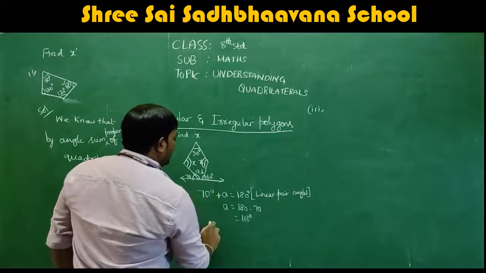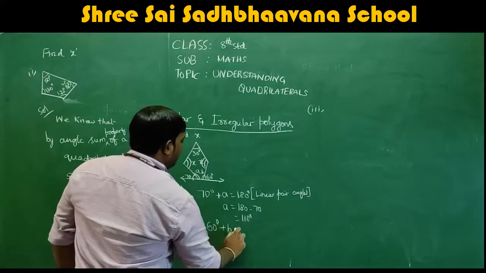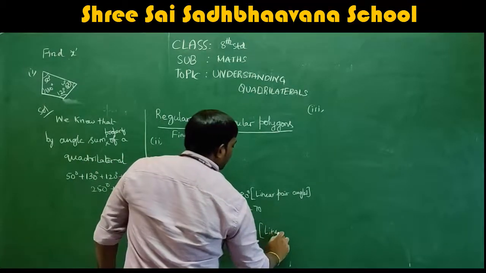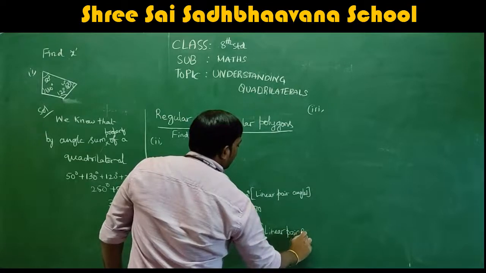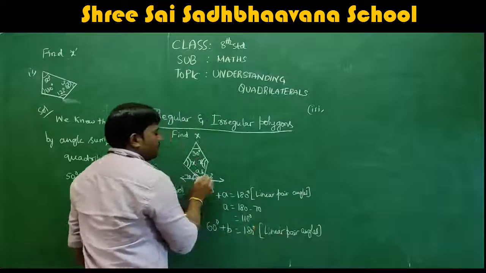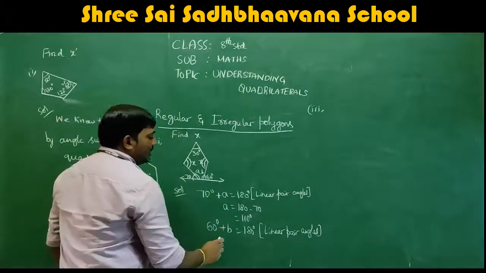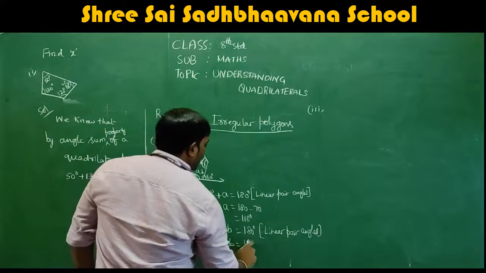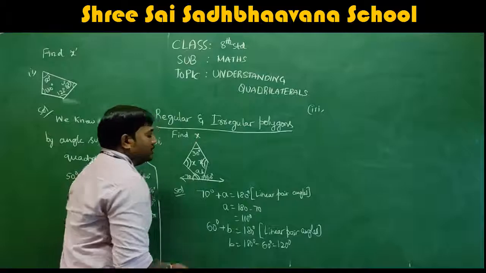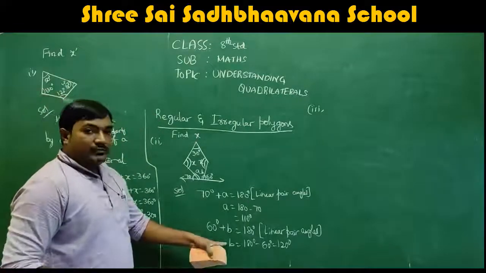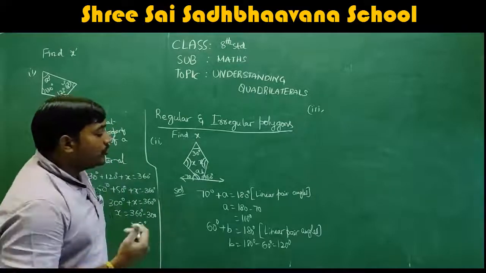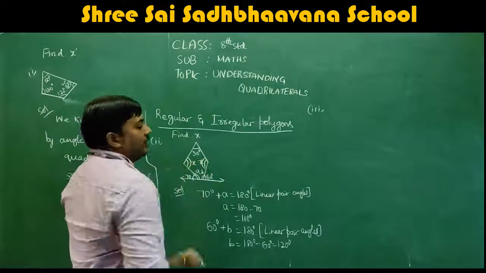Similarly here, 60 degrees plus B is equal to 180 degrees, which is again considered as linear pair angles. These are also considered as linear pair angles. So I can write 60 degrees plus B is equal to 180, and B is equal to 180 degrees minus 60 degrees, which is 120 degrees. Got it? Angle B we got as 120 degrees. Correct. So now we have to find the x value.